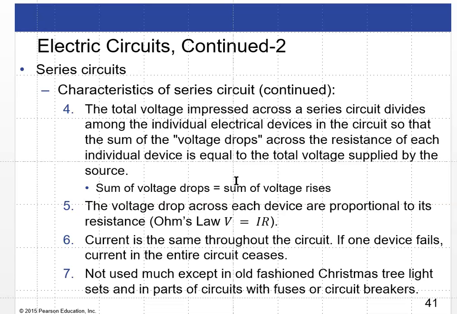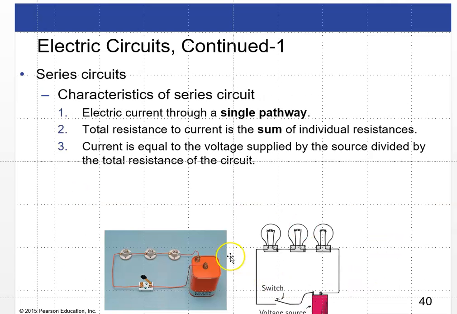And we can write that as the sum of voltage drops equals the sum of voltage rises. This is a consequence of the law of conservation of energy, because voltage is related to energy. So in other words, if this has one voltage drop, 1 volt across it, this has 1 volt across it, that has 1 volt across it, that means the total is 3 volts, and that's a 3-volt battery. If you want these to light, you've got to have a 3-volt battery.